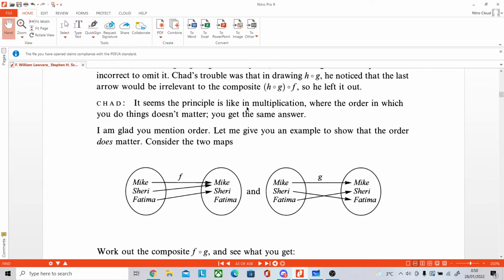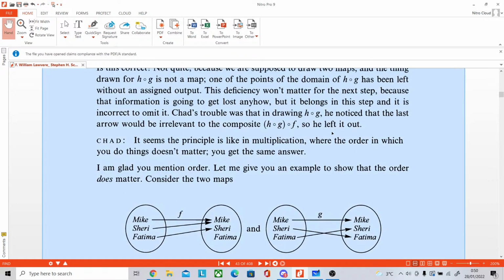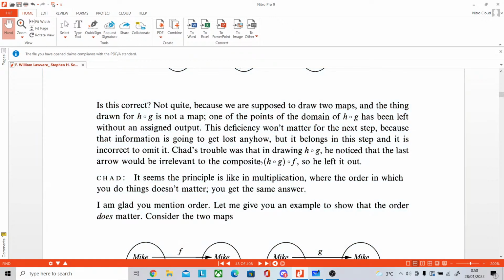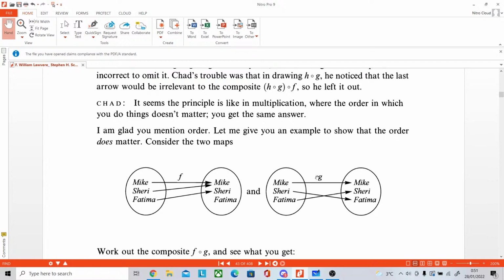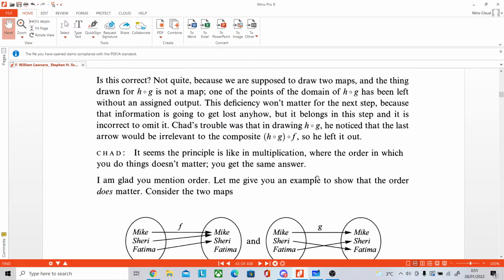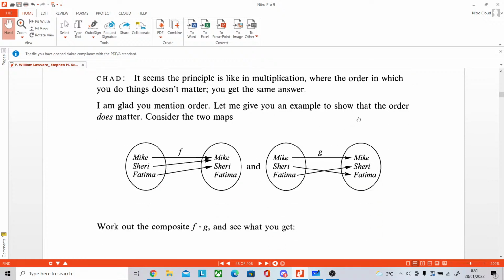Seems the principle is like in multiplication, where the order in which you do things doesn't matter, you get the same answer. So H and G composed together, composed with F is the same as G and F composed with each other, and then you compose that with F. Like, if you put brackets here and you put brackets here, doesn't matter. Does it? The order does matter.